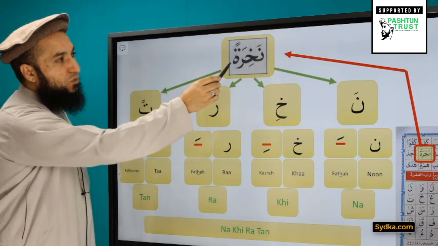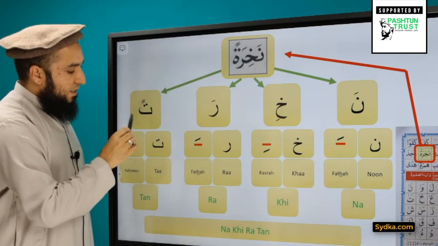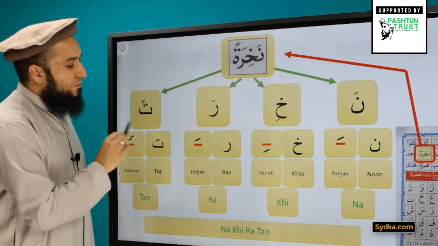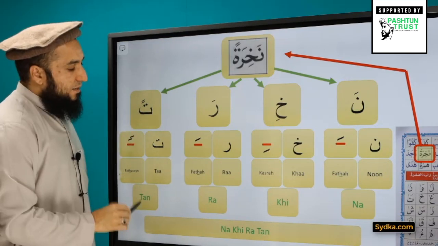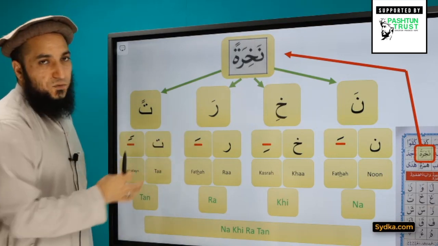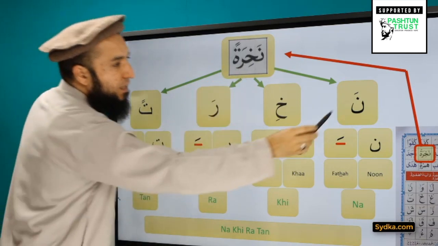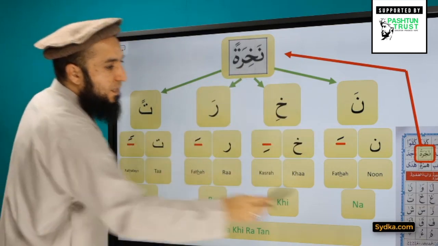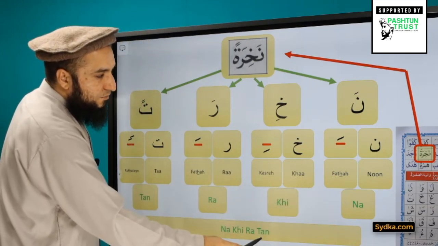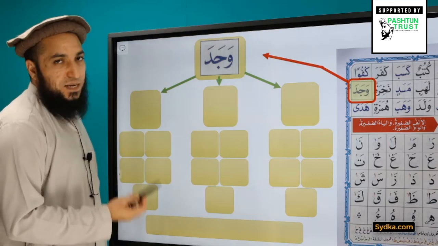This ta is the same as this one, but it's just a different way of writing. This ta marbuta and this ta. Ta fathatain tan. Ta is not silent and it has fathatain, and ta is a light letter. Ta fathatain tan. So now we connect these four syllables and we have nakhiratan, nakhiratan. So the next word we have is wajada, and it has three syllables.